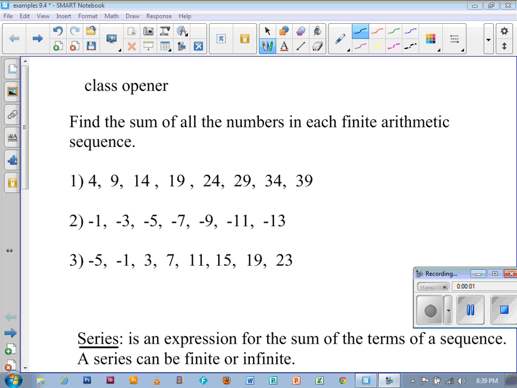This is lesson 9.4, section 5.4, in Algebra 2B. The title of this lesson is Arithmetic Series.